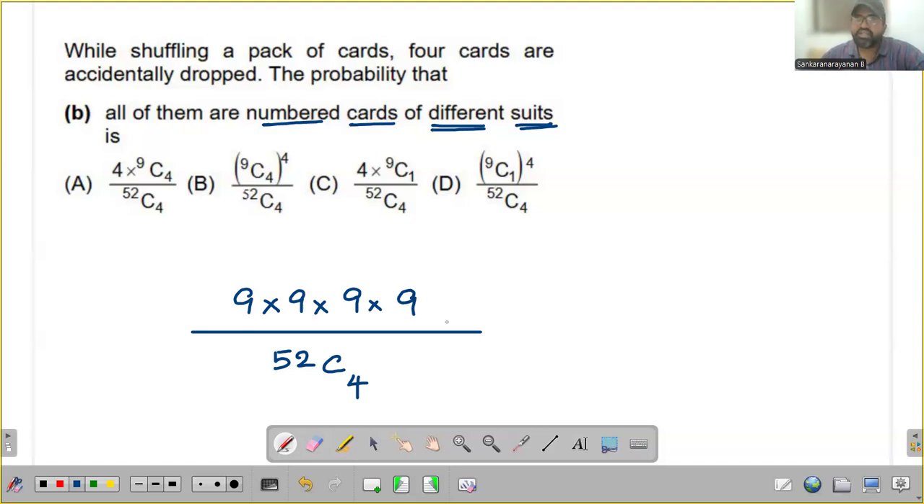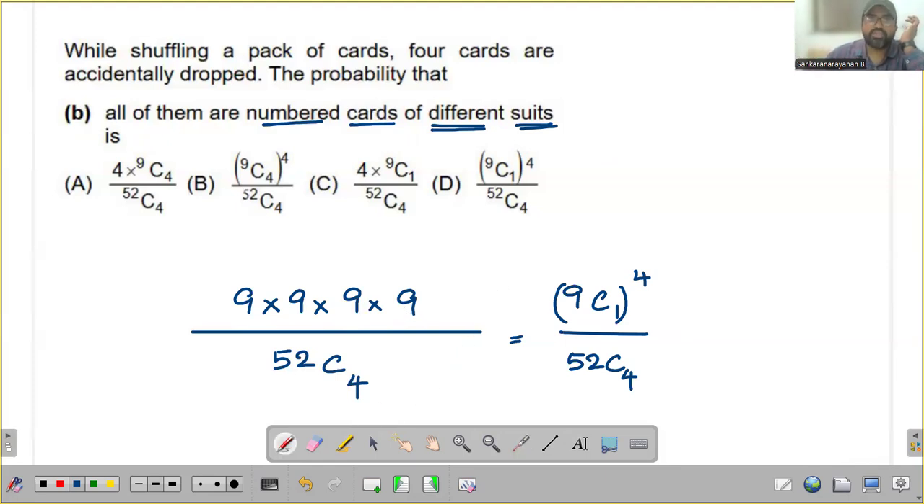So I can consider it will be like this, 9 into 9 into 9 into 9 upon 52C4, which I can write as 9C1 the whole power 4 divided by 52C4. Please be aware of this calculation. One being heart, 9C1. One being the diamond, 9C1. One being the club, 9C1. One being the spade, 9C1. So 9C1 into 9C1 into 9C1 into 9C1, that is 9C1 to the power of 4 divided by 52C4.